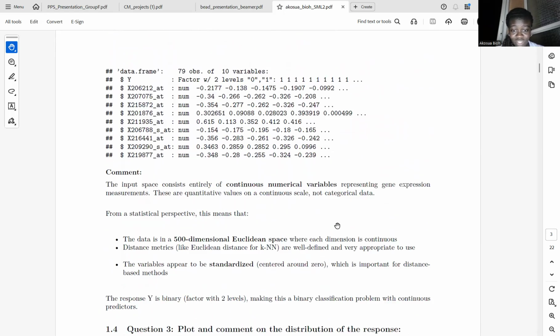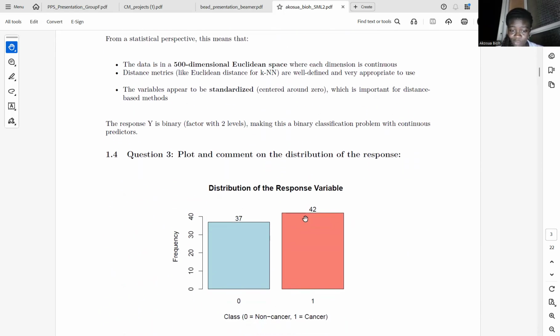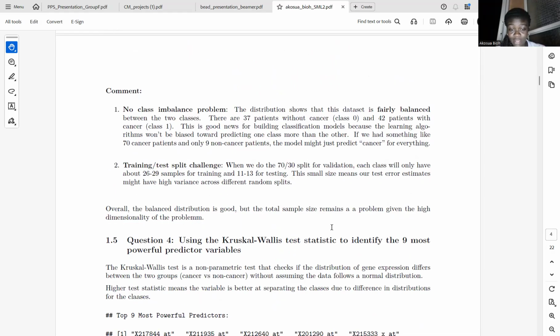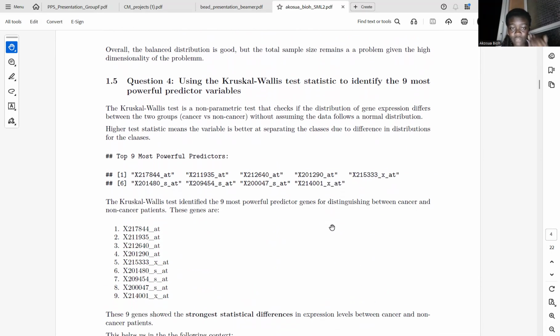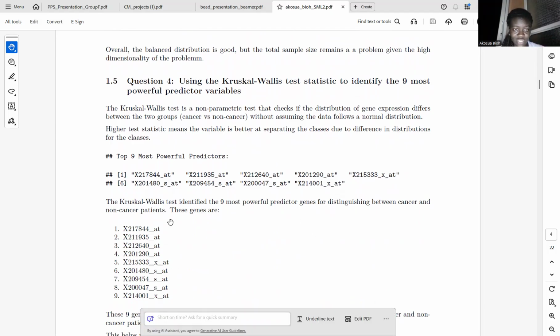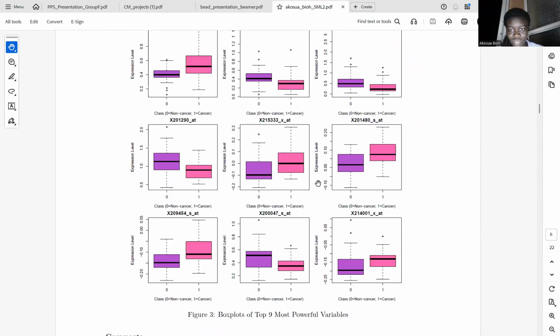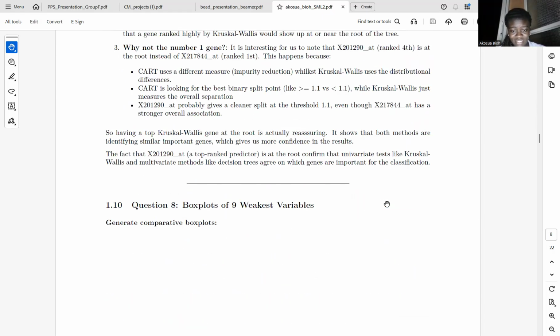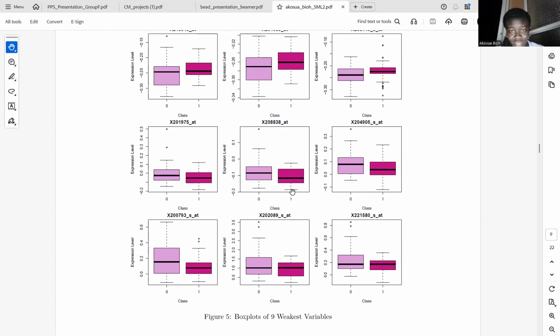We went ahead to look at the response variable, the balance in there. We have 37 non-cancer patients and 42 cancer patients, so definitely there's no class imbalance. Now we needed feature selection, so we used the Kruskal-Wallis test for the nine strongest predictors. And these are the nine strongest predictors. Looking at the plots above, they show clear separation between the cancer and non-cancer patients. But when you look at the nine weakest, in this box plot, you can see there's a lot of overlap going on here.